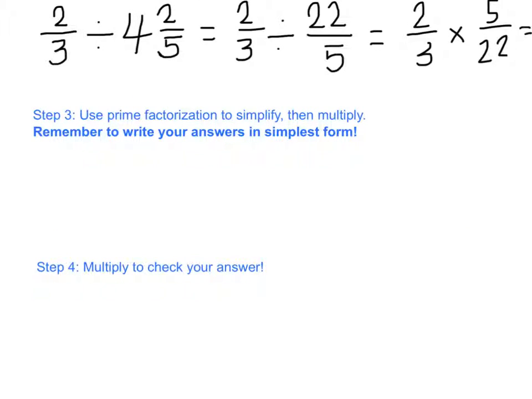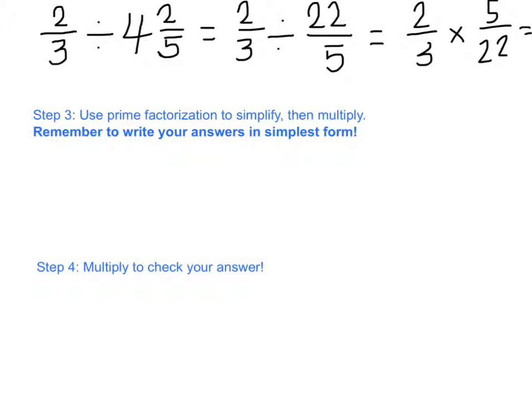Riley was saying, well, what happens if my mixed number improper fraction is a huge number? 22 is a pretty big number, right? So that's why it's important to do step 3. Step 3 is to use prime factorization to simplify before you multiply. That way we don't have to multiply huge numbers, right? If we use prime factorization to simplify our factors first, we don't have to multiply as much, okay? And also in bold it says, remember to write your answers in simplest form.